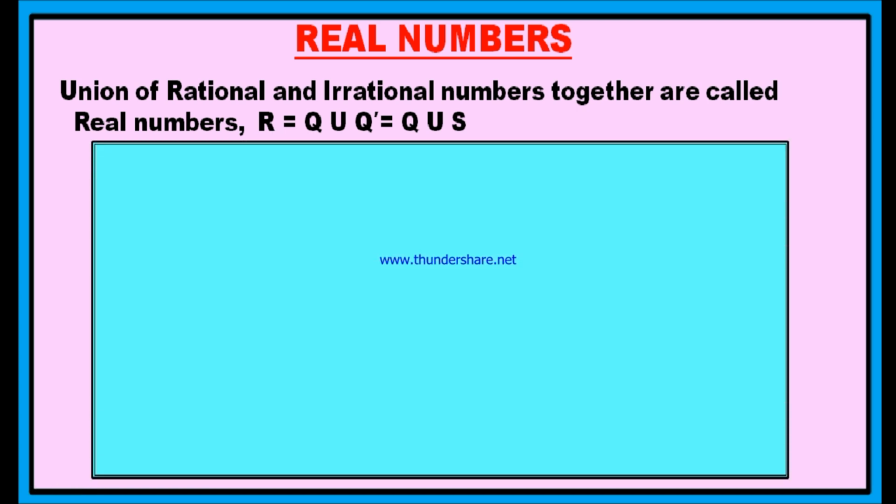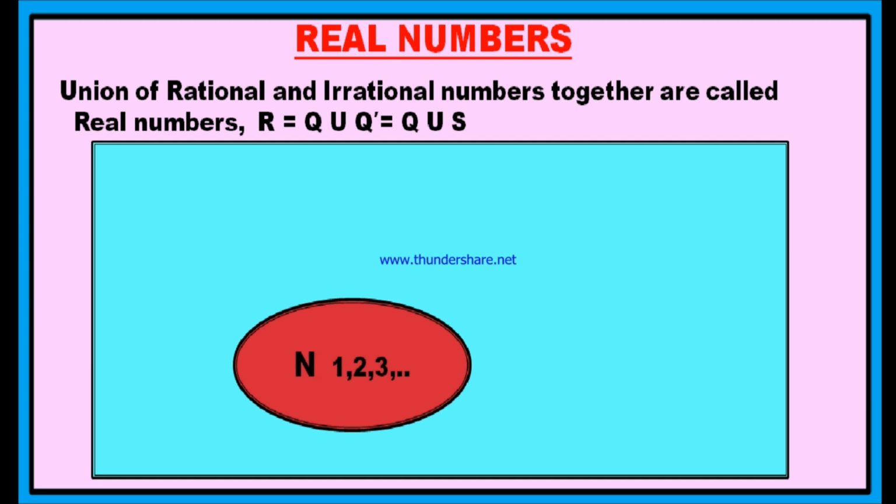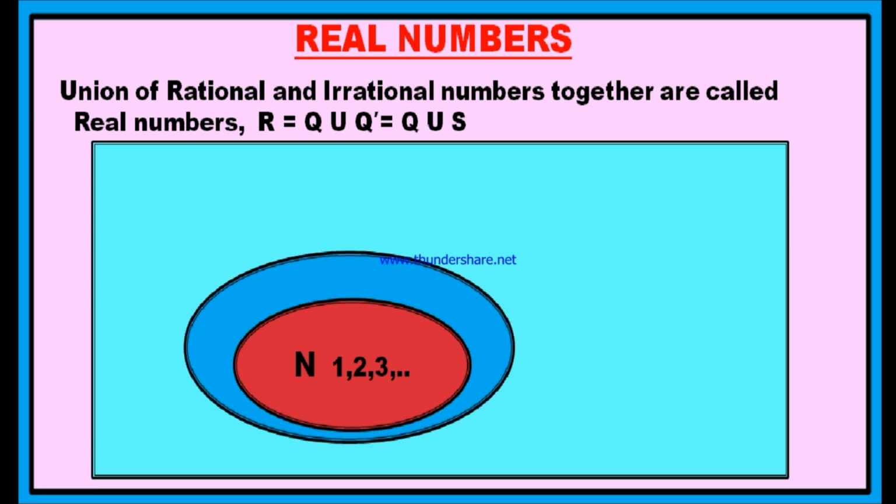If you observe this diagram, you can find the first circle. This is the set of natural numbers, which start from 1, 2, 3 and so on. And this is the set of whole numbers, which start from 0, 1, 2, 3 and so on. Therefore, every natural number is a whole number. The circle N is included inside the circle W. Therefore, every natural number is a whole number.